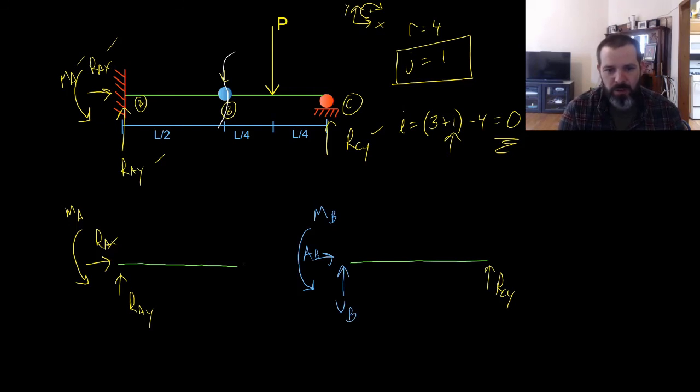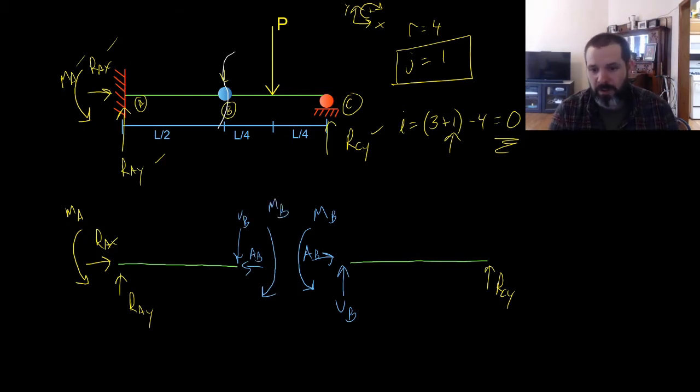So VB, AB, moment B. Now, this encompasses all the forces, but since we have a hinge at point B, just like the ruler, this beam can't resist any moment at that hinge. So we know that the internal moment B has to equal 0.